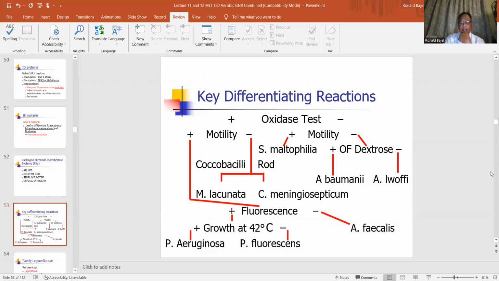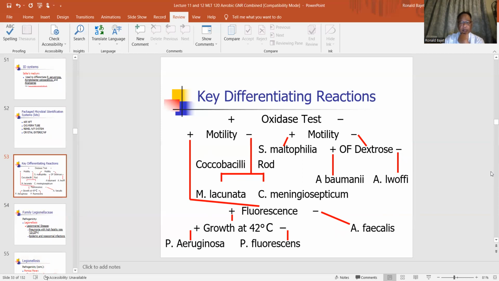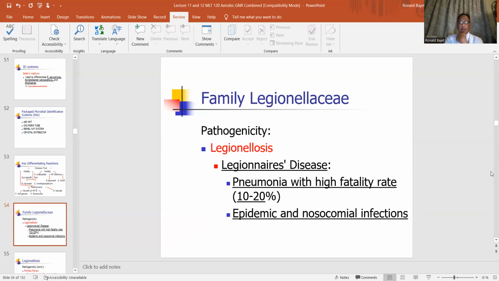Okay, it looks like a mess, but this is a flow chart for the facultative gram-negative rods. I'm not going to test you on this. Basically, I'm giving you the information now. I'm probably going to reorganize this, but I'm not going to test on this flow chart.